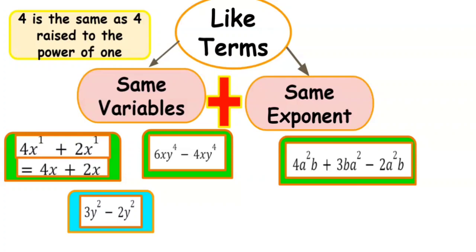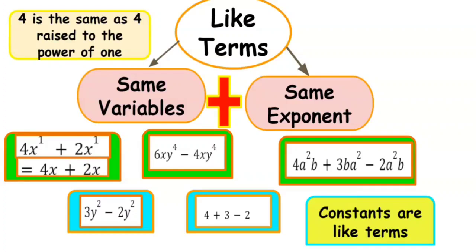We can go ahead and rewrite it to make ourselves more comfortable if need be. As we go into our examples today, we will look at one example like this and we'll better be able to see why we say that these are like terms. It's also important to note that our constants are like terms. So we can go ahead and simplify 4 plus 3 minus 2 because these are like terms.